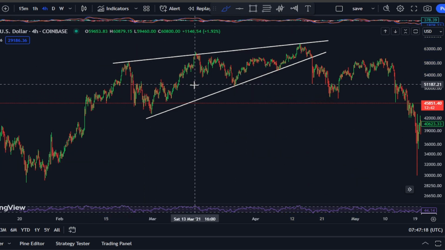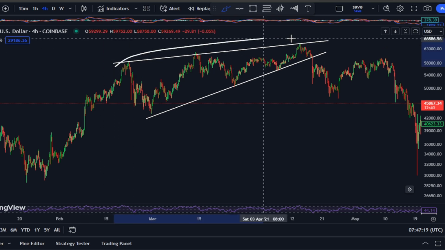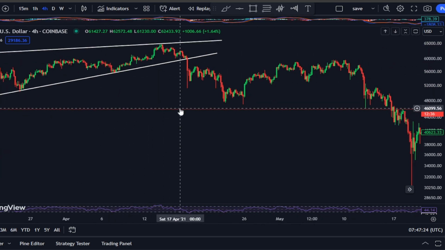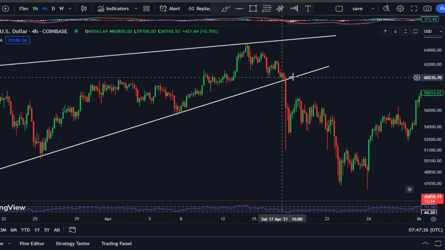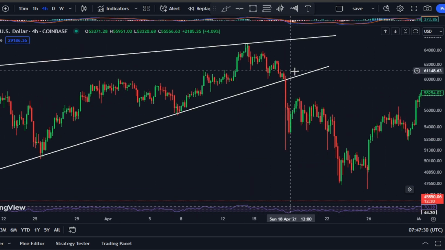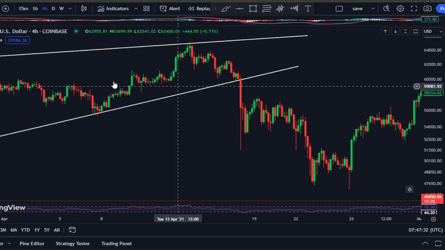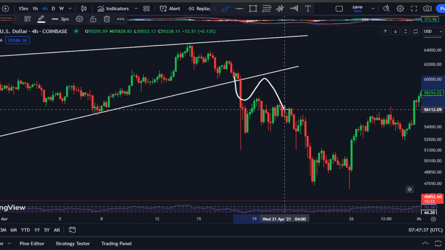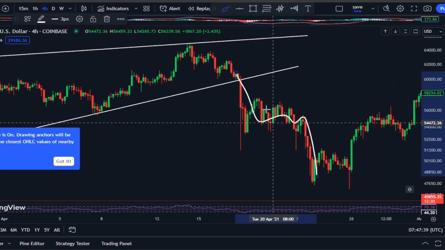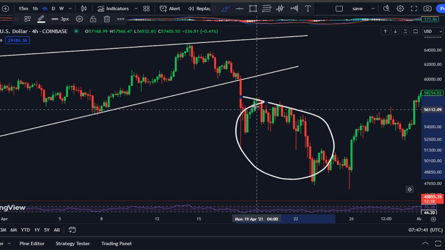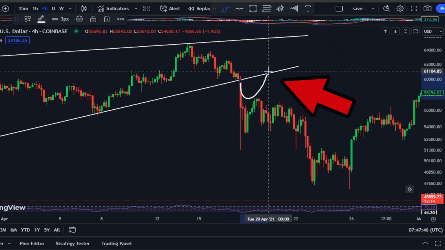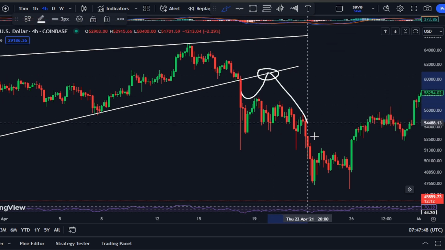Now let's talk about how you could profit from this rising wedge. First off, you have to wait for a breakdown to happen, and the breakdown happened over here. As soon as the price has broken down of the rising wedge, you would like to wait for a retest, but sometimes the price doesn't have a retest of the rising wedge, and it just continues to move towards the downside like this. But usually we also see a retest happen, and that's where you could enter into a short position and profit on the way down.